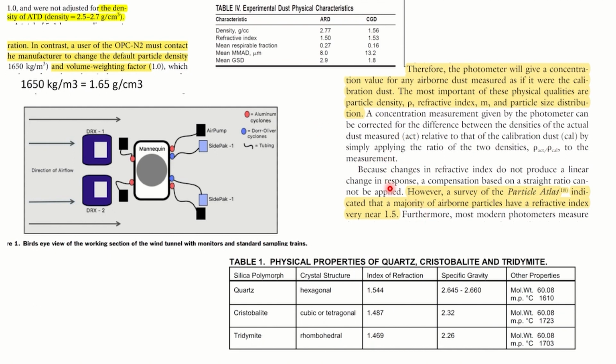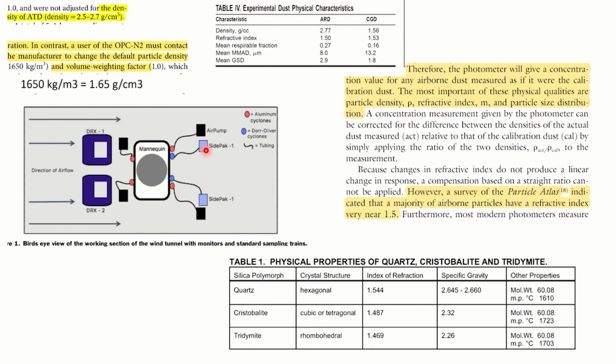Now the good news is that apparently the majority of airborne particles have a refractive index of near 1.5. So according to the Slagley article, Arizona road dust has a refractive index of 1.5. Their corn dust had 1.53. Silica quartz apparently has 1.544. So that's not much of a concern. You can kind of scratch that off, your density and your particle size distribution. And of course, it's got to read the particle diameter pretty accurate too.